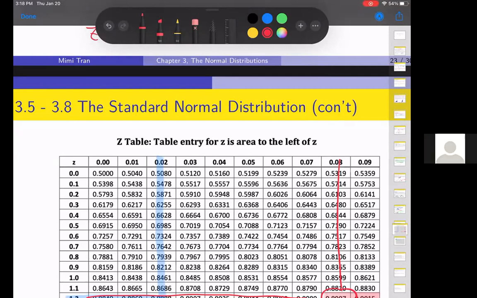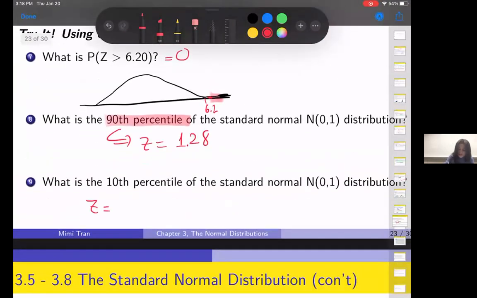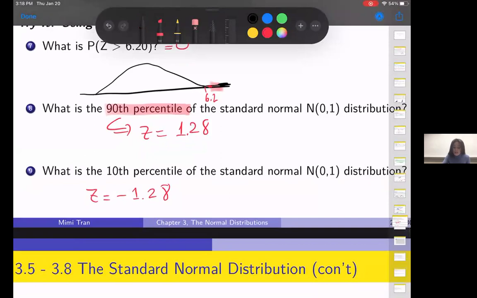So for those who got the right answer, give yourself a bonus check mark. Okay, I'll write the answers here. It's negative 1.28. You can look it up on the table, or you don't really have to. Remember, the normal curve is symmetric. So if the 90th percentile corresponds to 1.28, right here.